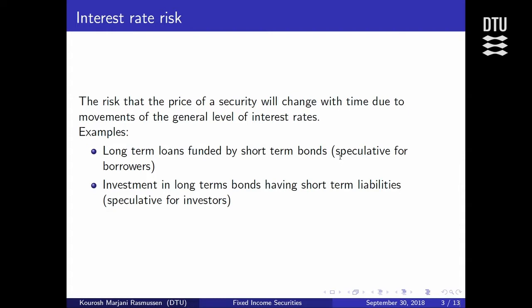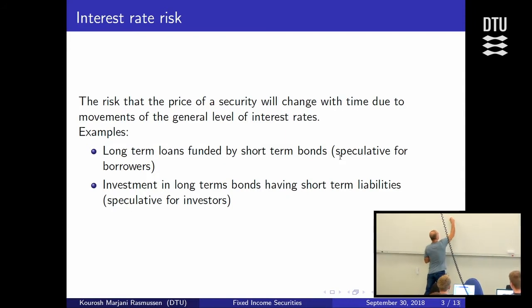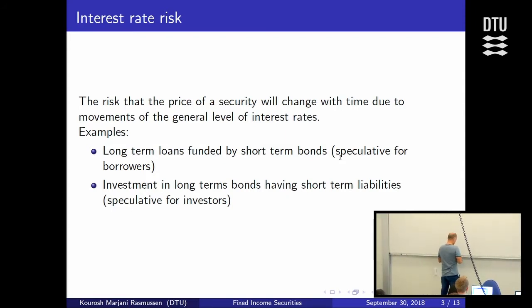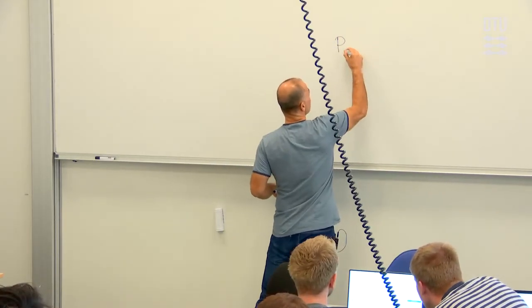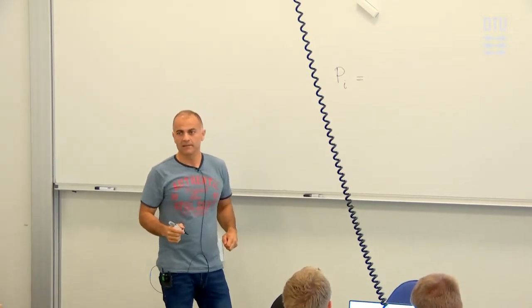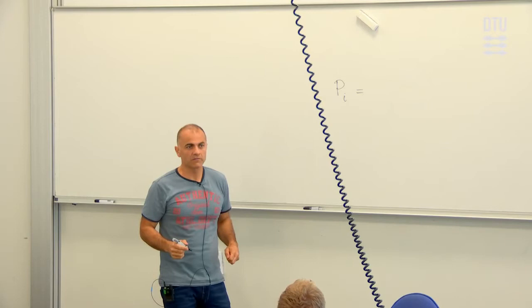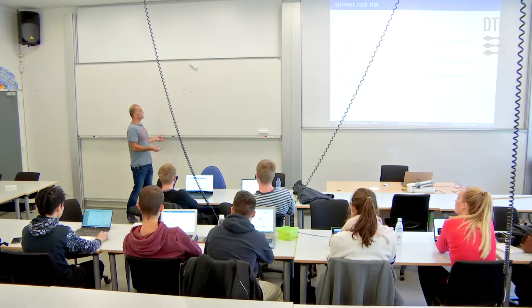So last week we saw that the price of a bond is directly related with the level of interest rate. So if you remember the formula for a price of a bond, how do you determine the price of a bond if you have the interest rates? It's the sum of discounted cash flows, right?